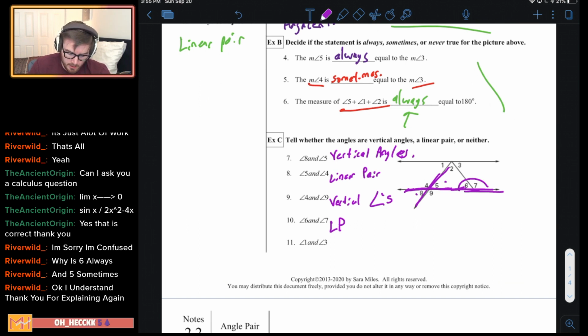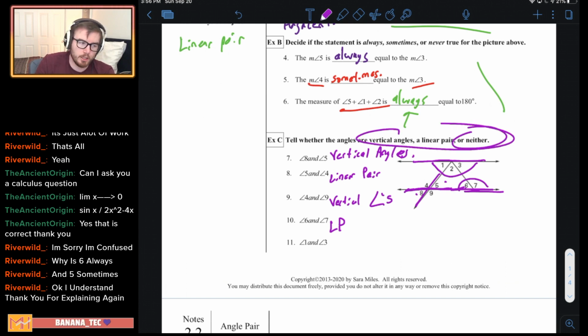1 and 3. So if you paused and did this, you might have been tempted to write linear pair because you see a straight line. But 1 and 3 don't make a straight line. 1, 2, and 3 make a straight line. 1 and 3 are just two random angles. Neither.